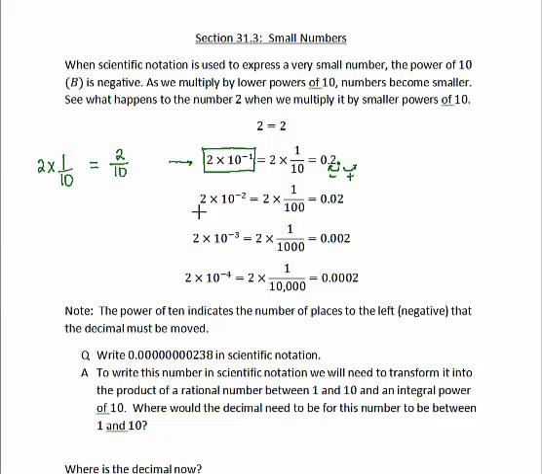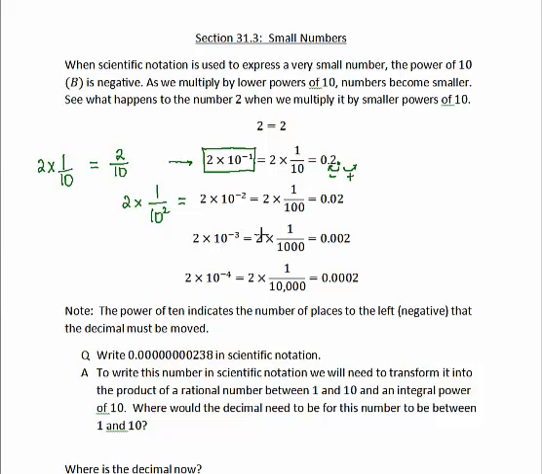Okay, so what happens when we multiply 2 times 10 to the negative 2? Well, 10 to the negative 2 is the equivalent of 1 over 10 to the positive 2. We can just move the 10 to the denominator, and I didn't make my exponent positive, which I should have. So 10 to the negative 2 is 1 over 10 squared. Well, what's 10 squared? It's 100.